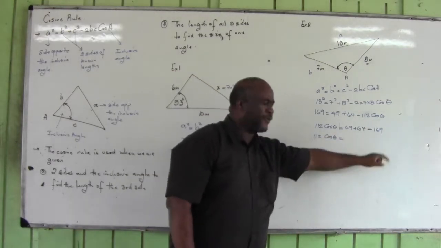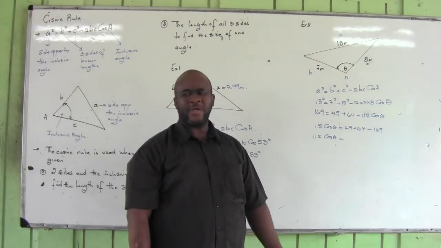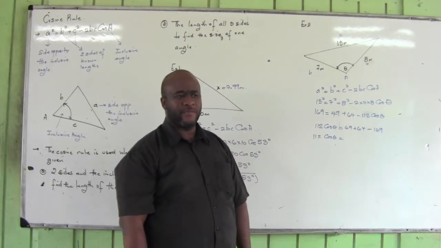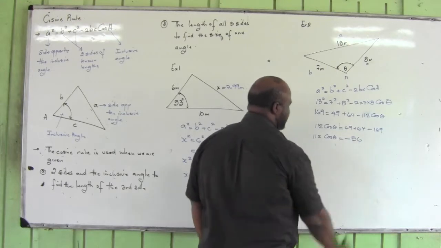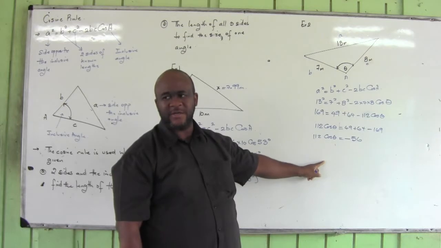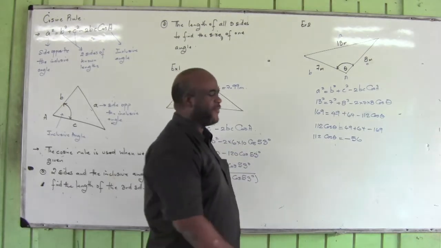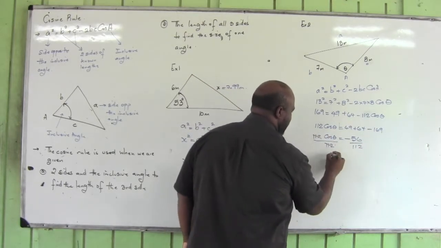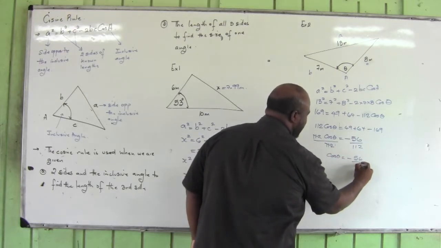Put this in the calculator and press equal. Negative 56. So 112 cosine theta is negative 56. All I want over here is cosine theta, so I'm going to divide both sides by 112. So cos theta is minus 56 over 112.